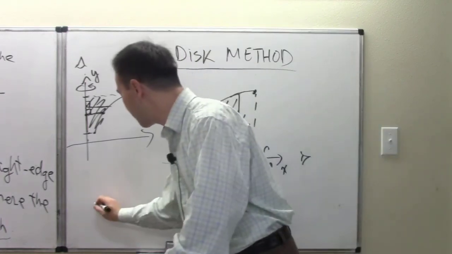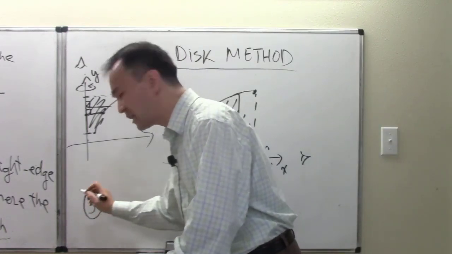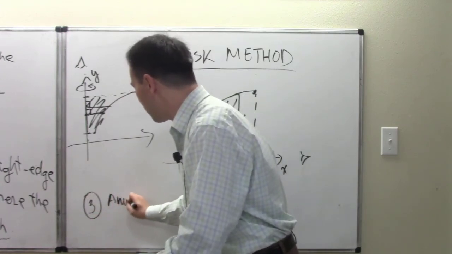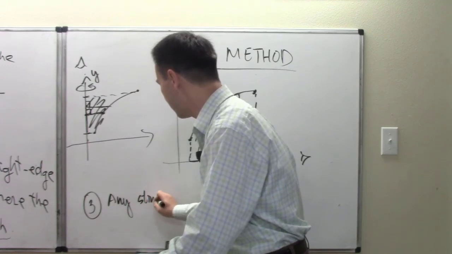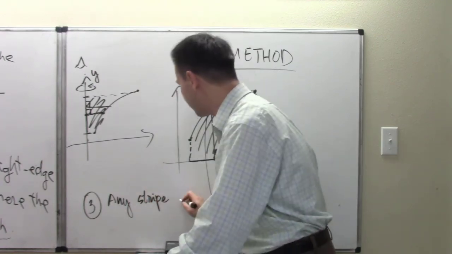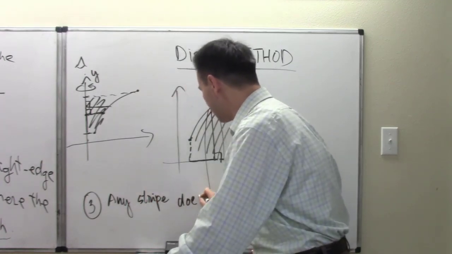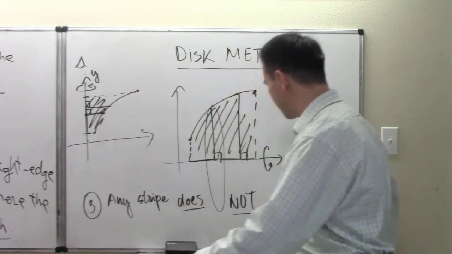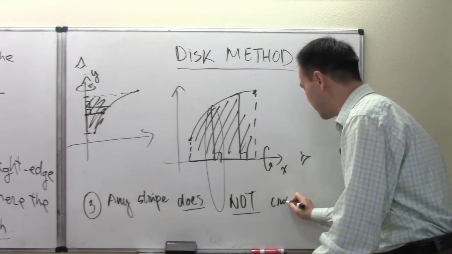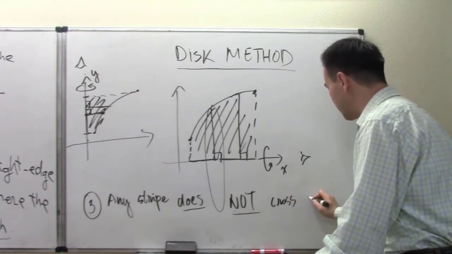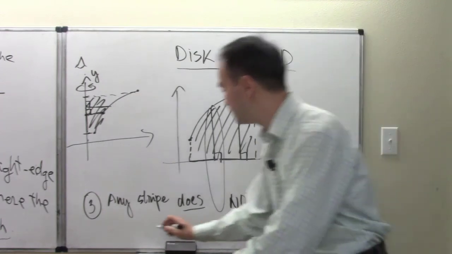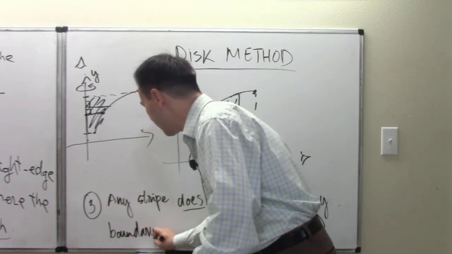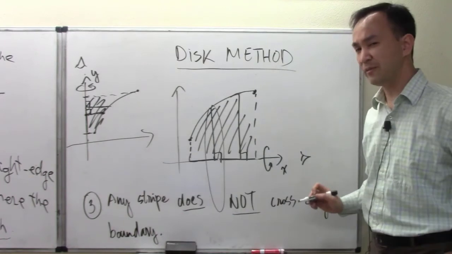So that's another key generality I would like to point out for any of my students. Any stripe in a region does not cross any boundary. That's another key point to keep in mind right there.